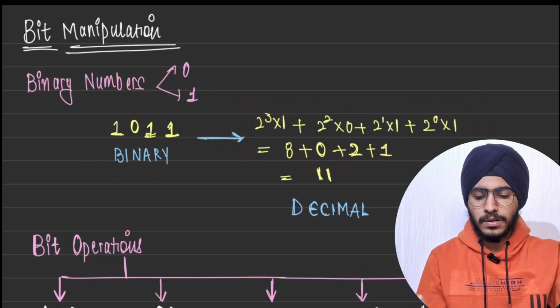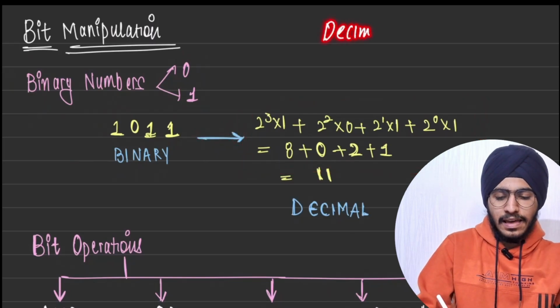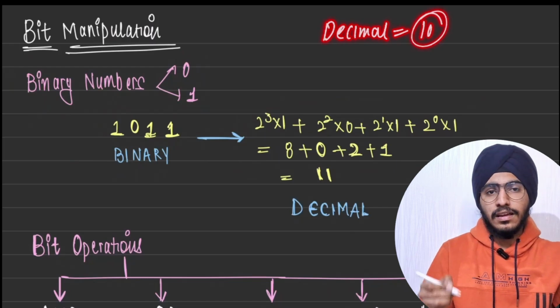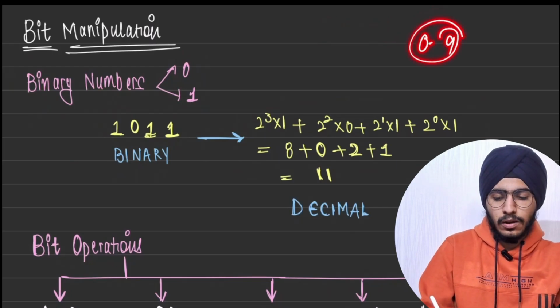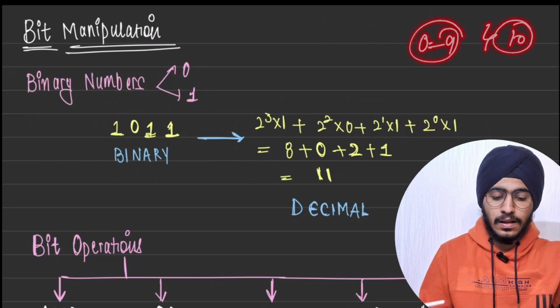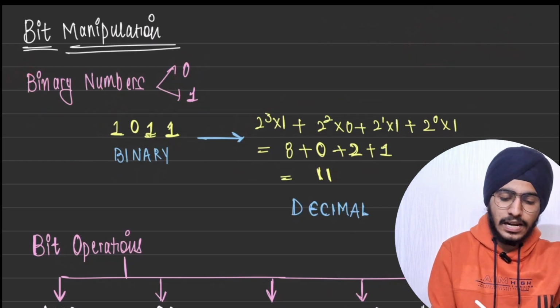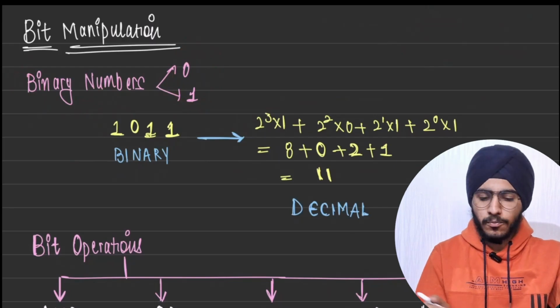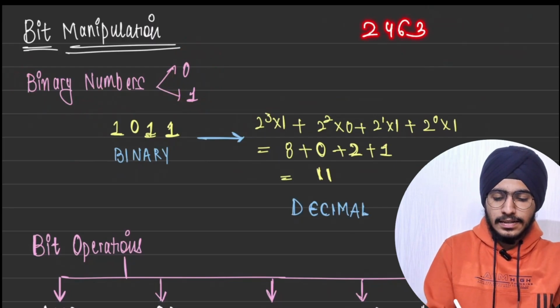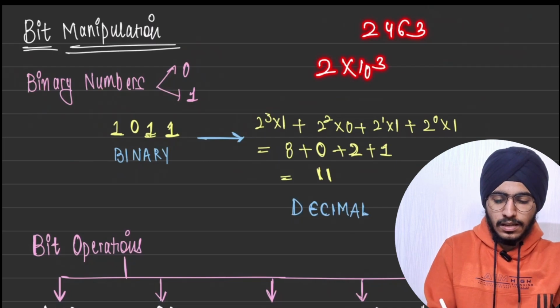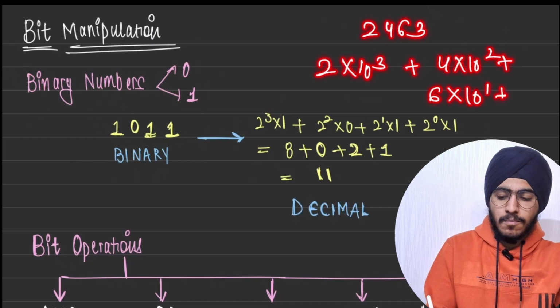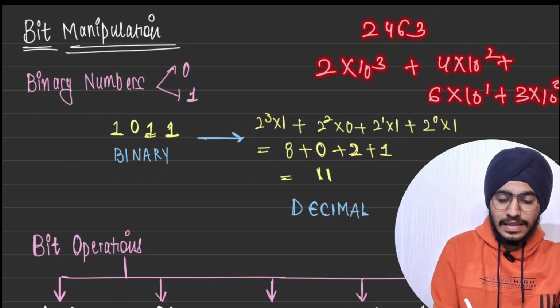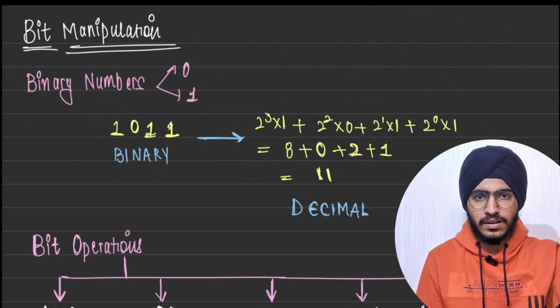Let me tell you in simple words, a decimal number has 10 digits, right? It has the digits 0 to 9, that's why it has 10 digits. It is similar to binary numbers that have 2 digits, either 0 or 1. If we write the expanded form of, let's say, 2463, it can be written as 2 into 10 raised to power 3 plus 4 into 10 raised to power 2 plus 6 into 10 raised to power 1 plus 3 into 10 raised to power 0. This is the expanded form of the decimal number.